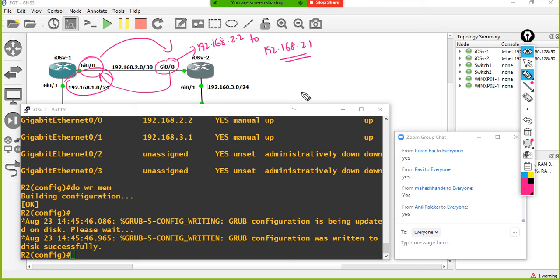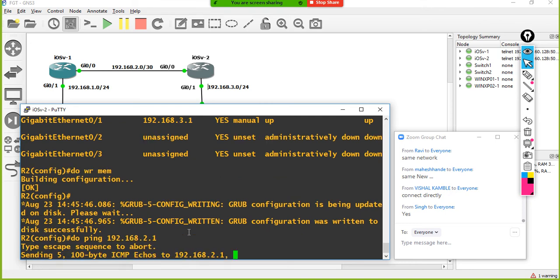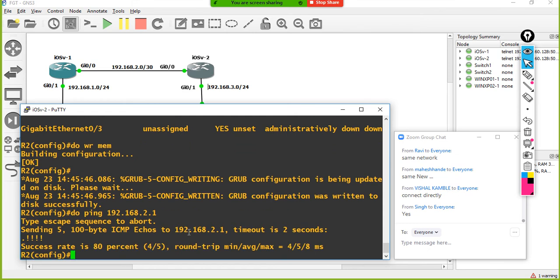Why are we able to ping? Can anyone explain to me? Because they are in the same network and they are connected directly to each other. That is what you need to say. So let's go and check it. It's like a verification for you. Now do ping 192.168.2.1. Let's see if I'm able to ping or not. Is it clear, guys? Did you see here?